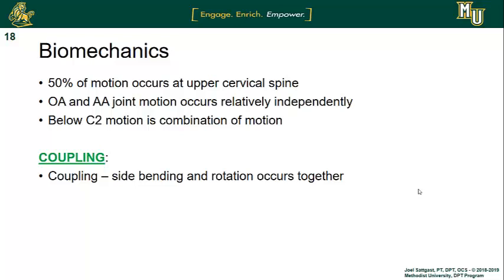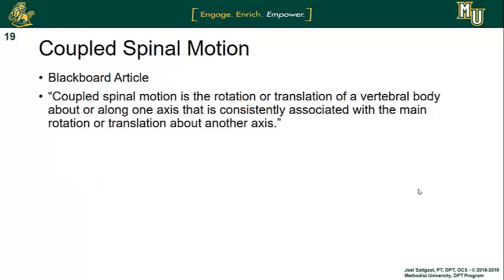And coupling is this idea that side bending and rotation are going to occur together. Okay? Now, there is an article posted in Blackboard with a little more information on this if you want to dive in deeper, as well as information within, again, the PDF on biomechanics. Within that article, it talks about coupled spinal motion as the rotation or translation of a vertebral body about or along one axis that is consistently associated with the main rotation or translation about another axis. Right, and that's probably the best definition of coupling motion or coupled motion that we have.